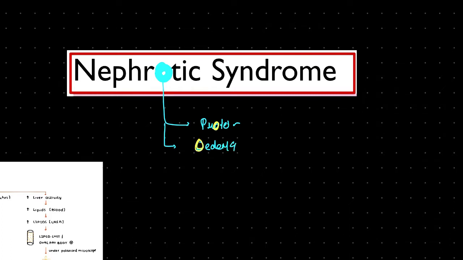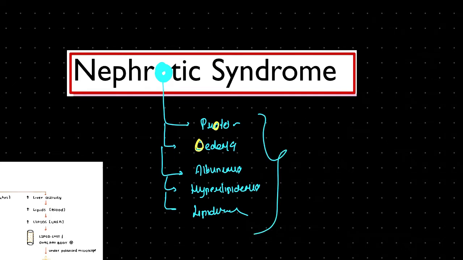And other cardinal features associated with nephrotic syndrome are what? Hypoalbuminemia, and similarly we have hyperlipidemia, and similarly we have lipid in urine, that is lipiduria. Lipiduria. So these are the cardinal features that are seen in nephrotic syndrome.